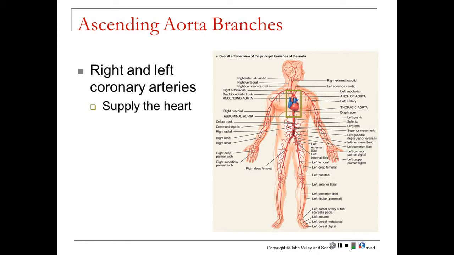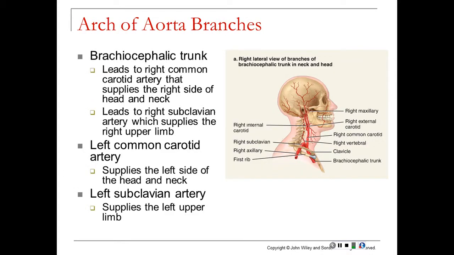The ascending aorta has a couple of branches coming off of it, which include the right and left coronary arteries. The right and left coronary arteries give the blood supply to the heart muscle itself. There's also the brachiocephalic trunk. The brachiocephalic trunk branches off to the right side of your body. It leads to the right common carotid artery, which is going to supply the right side of the head and right side of the neck. It's also going to lead to the right subclavian, which is going to branch into the right brachial artery, which is going to supply the right arm.